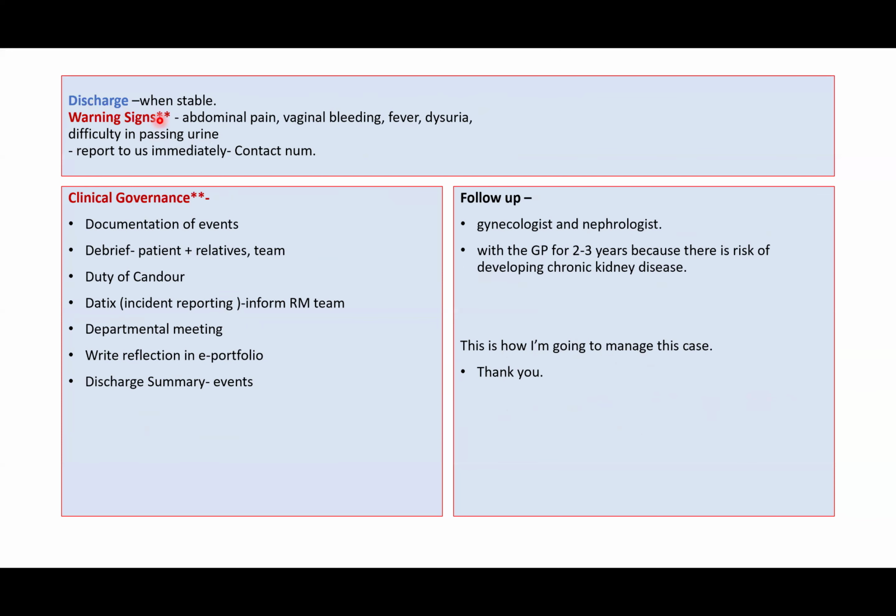We will discharge the patient when she is stable and tell her about the warning signs that if she has any abdominal pain, vaginal bleeding, fever, dysuria, difficulty in passing urine, she has to report to us immediately. Give her the contact numbers.